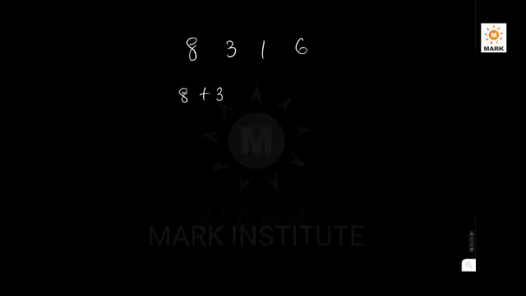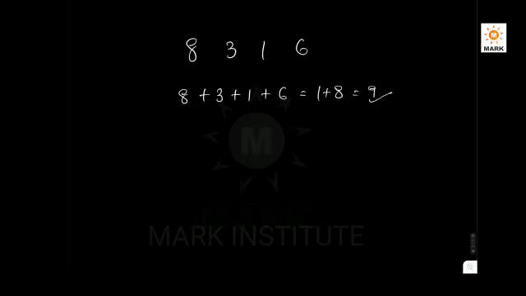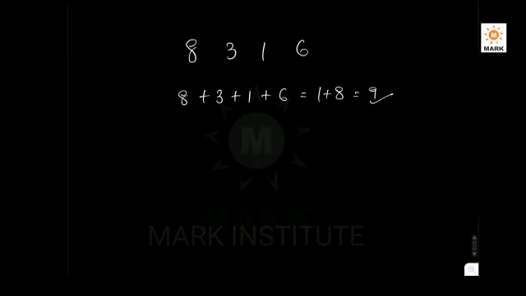8 plus 3 plus 1 plus 6. 8 plus 3 is 11. 11 plus 1 is 12. 12 plus 6 is 18. In 18, again 1 plus 8 is equal to 9. The digital sum should be exactly 9. It is not 9 or multiples of 9, exactly the digital sum of the number should be 9. For 3 it is not like that. For 3 the sum can be 3, 6 or 9, anything, or multiples of 3. But the speciality of 9 is that the digital sum of the number should be exactly 9. So this number is exactly divisible by 9 because the digital sum is 9.